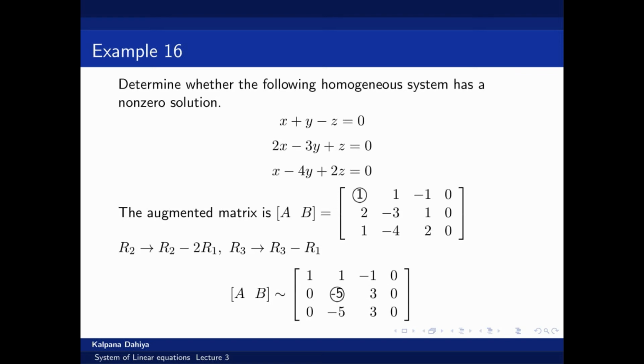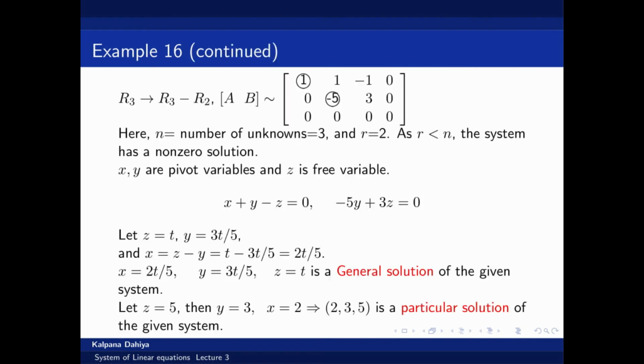Now go to the second row. Here I have circled minus 5. This is the pivot element. Using this pivot element, I will make the third row's second entry 0, that is minus 5 to 0. So for this one we will apply the operation as third row goes to third row minus second row.